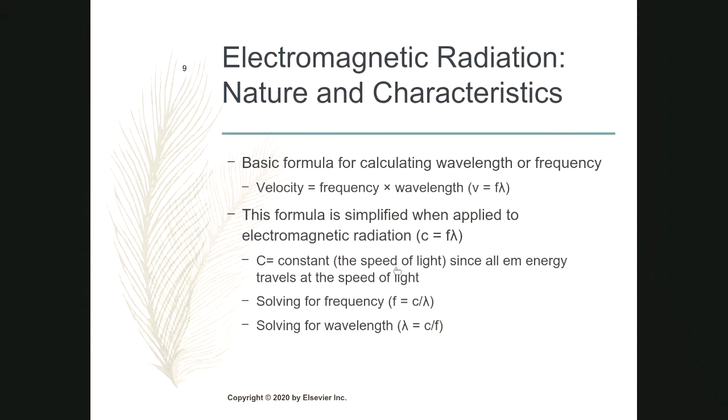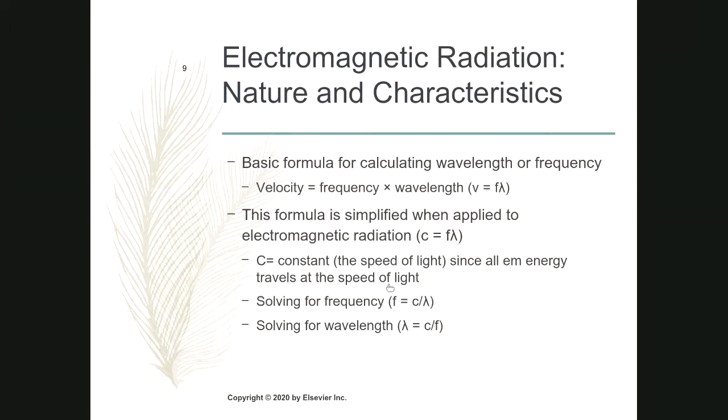All electromagnetic energy travels at the speed of light, which is 3 times 10 to the 8th meters per second, or 186,400 miles per second. Either one of those is acceptable, whether you're talking about the British system or the SI system. The velocity of all electromagnetic energies, whether you're talking about radio waves, microwaves, X-rays, gamma rays, any of those on that spectrum, all have a constant velocity.